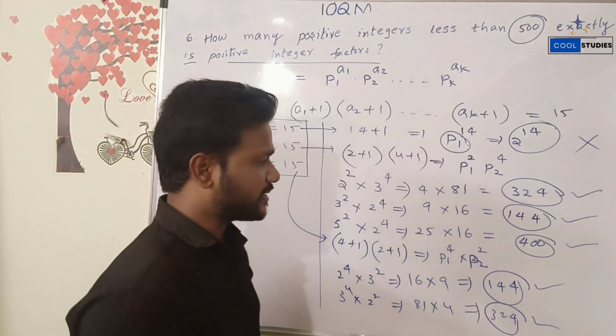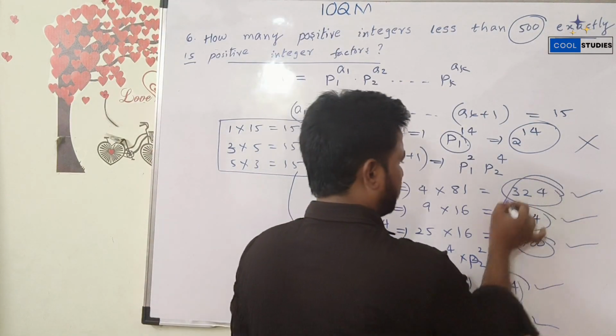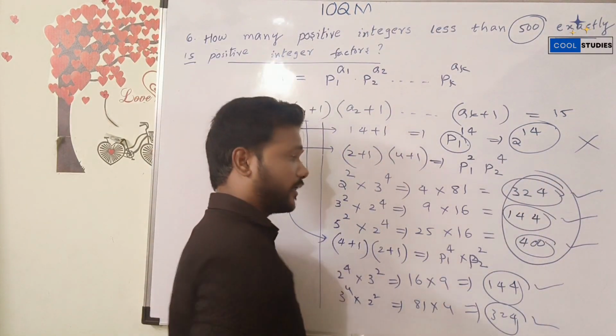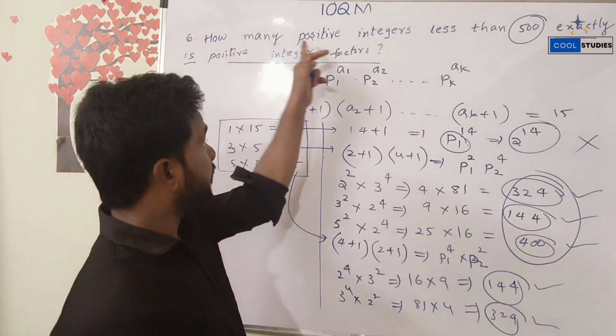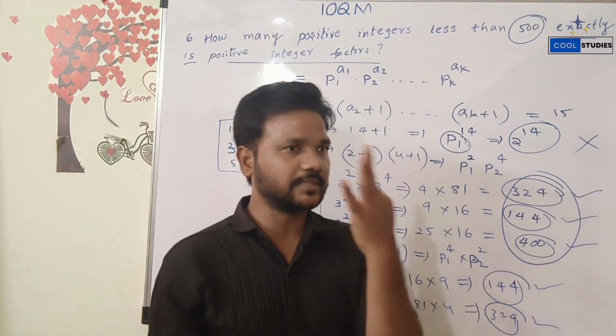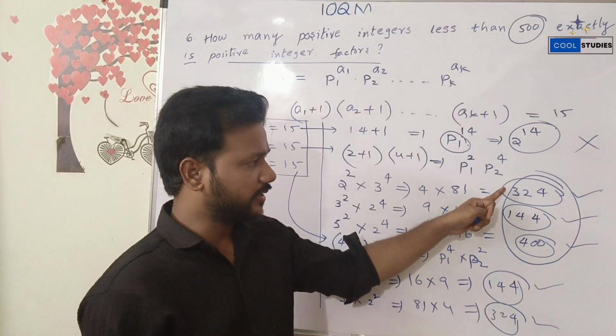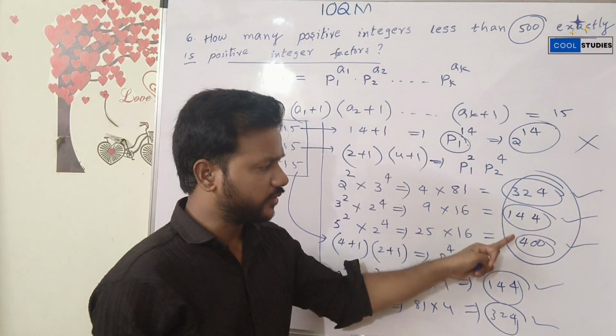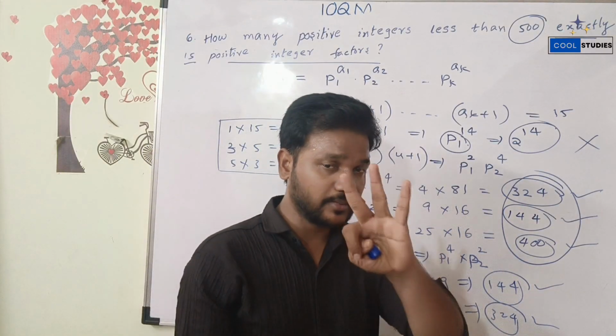So what are the possible answers here? 324, 144 and 400. The question asks for the number of positive integers, so the count is 3. Three cases are possible, we get the answers 324, 144, 400. So the answer is 3.